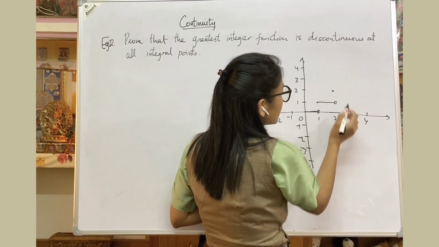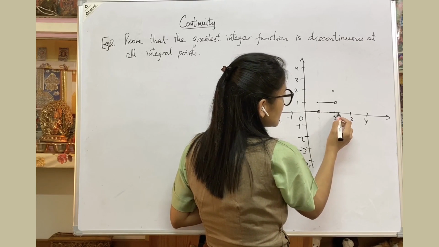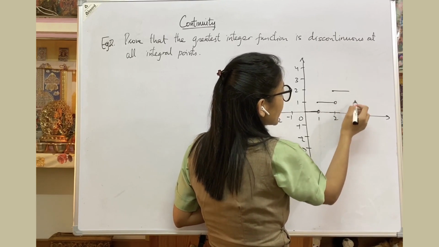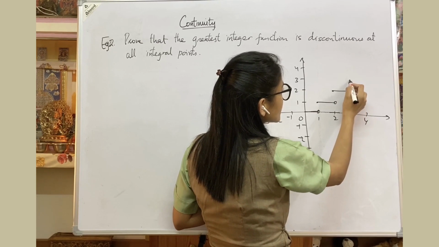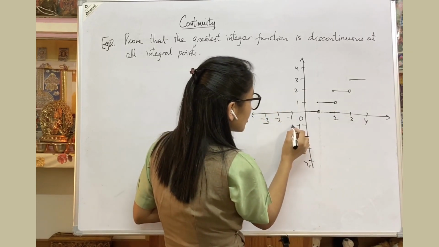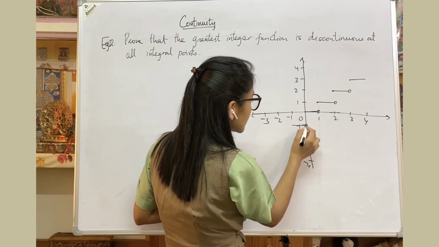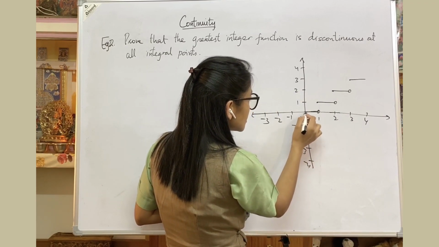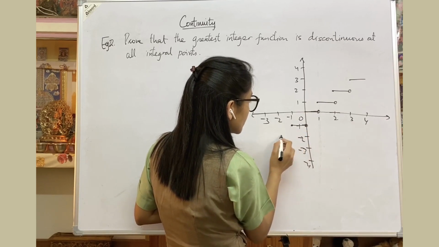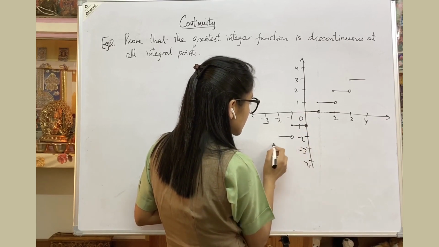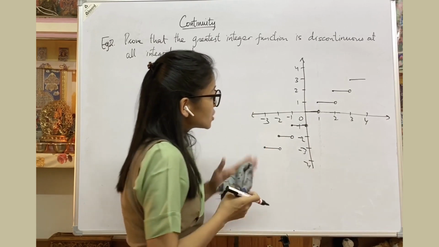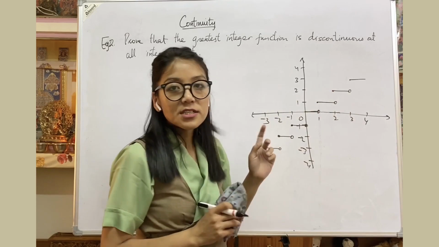Okay. Then for 2.1, 2.2, all image will be 2. And then when you reach 3, its image is 3. So the graph of the function is like this. Similarly on this side, the graph is like this, okay. This is 0, and you will exclude this. Then you take 1, and then its image is somewhat like this. Okay, so this is the graph of greatest integer function.